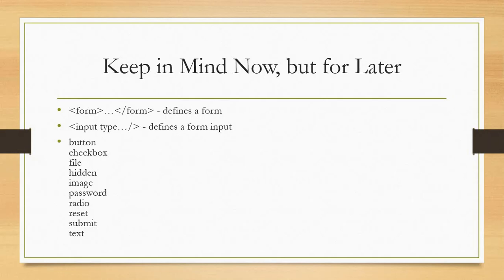Keep these following pieces of tags in your mind for now, but we will not use them until later on in the course. The form tag allows us to define a form. The input type allows us to define a form input. These could be a button, a checkbox, a file, a hidden piece of information, an image. You may need to enter a password. You may want to produce a radio button, a reset button, a submit button, or insert text. Later on in the course, we will produce a form, and these will be covered more in depth.